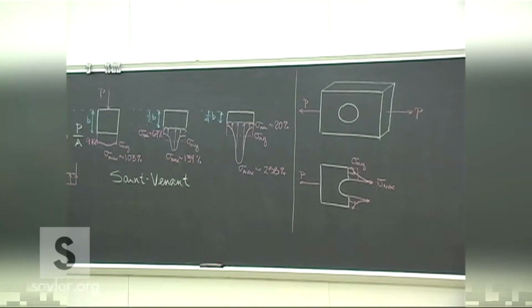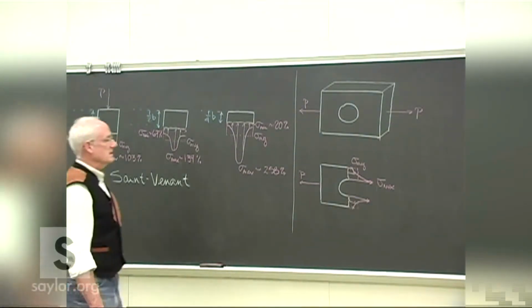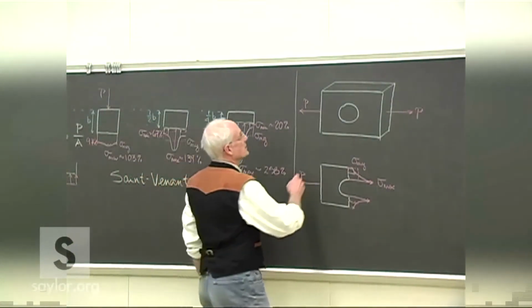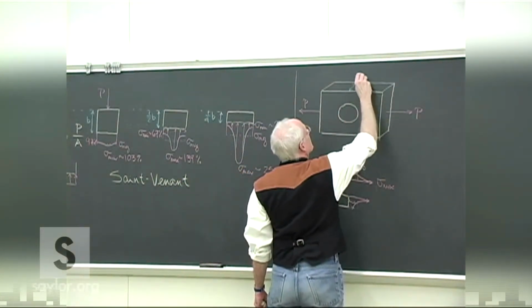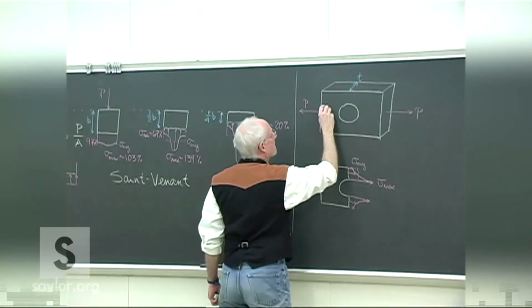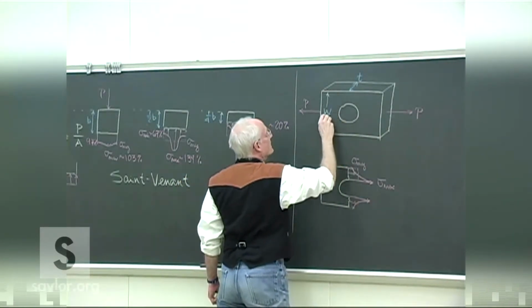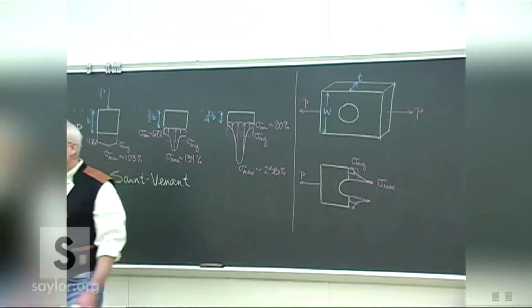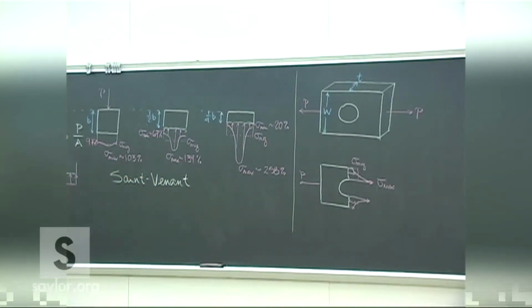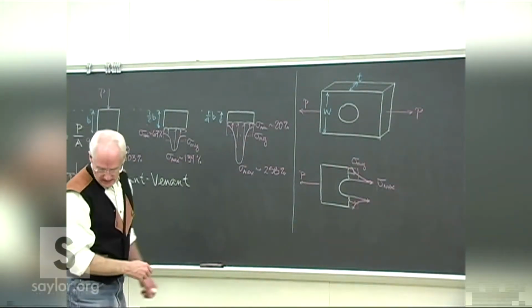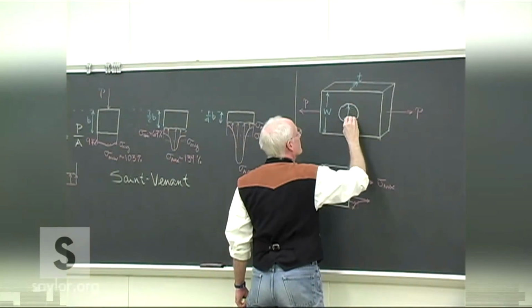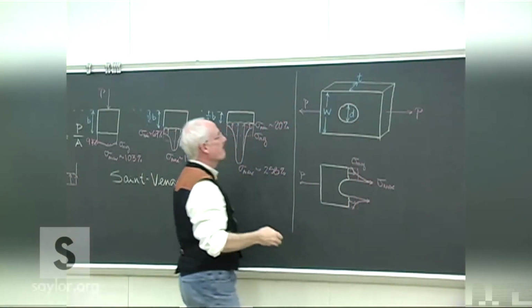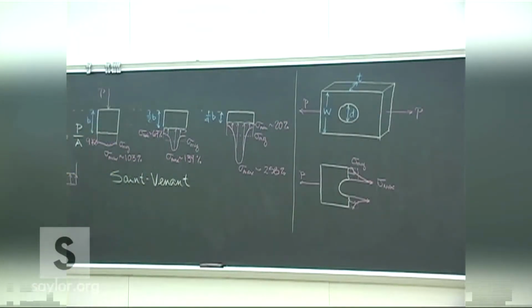It turns out that just what that maximum stress is a function of the geometry of the part itself. So it has to do with the thickness T and the width W. No surprise there, that's the cross-sectional area, T times W. But it also has to do with the diameter of the hole as well.